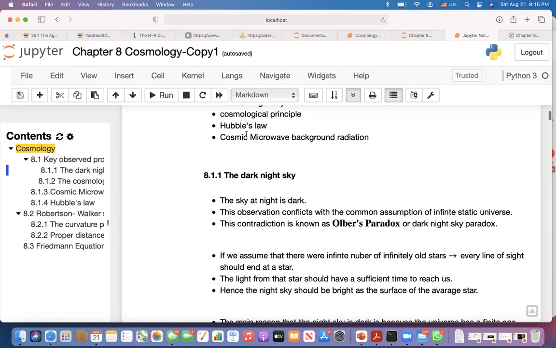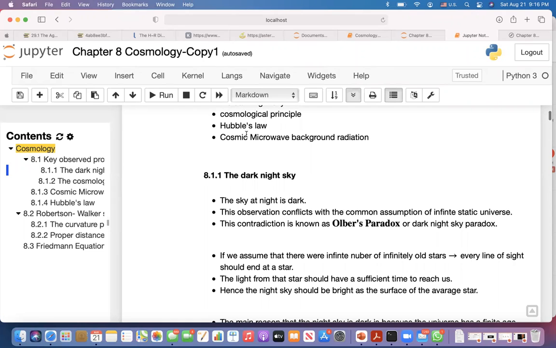as Olbers' paradox. Right? Remember that a paradox is something like, I hope you have learned about the twin paradox in the special theory of relativity, right? So this Olbers' paradox is something like that.